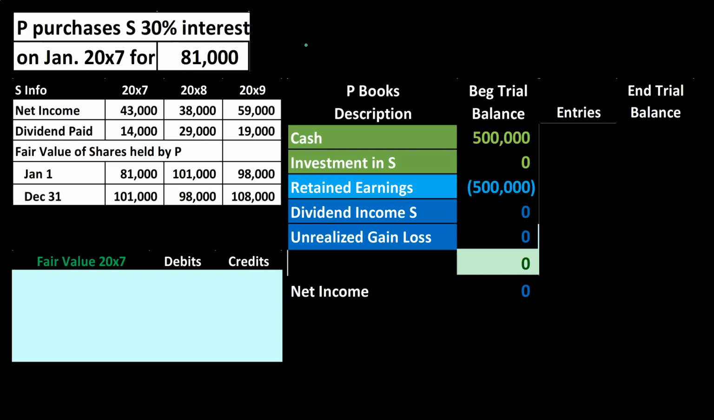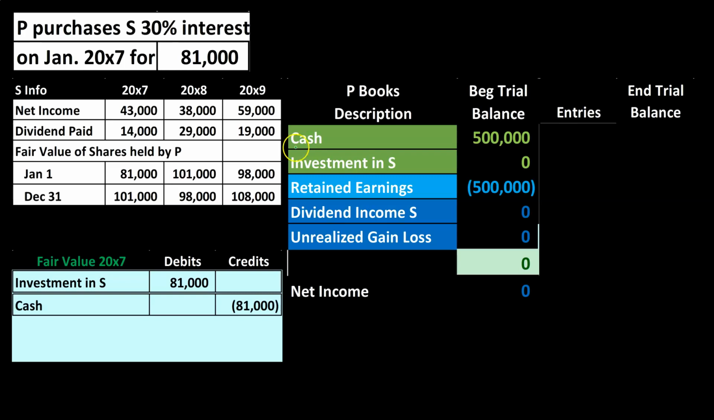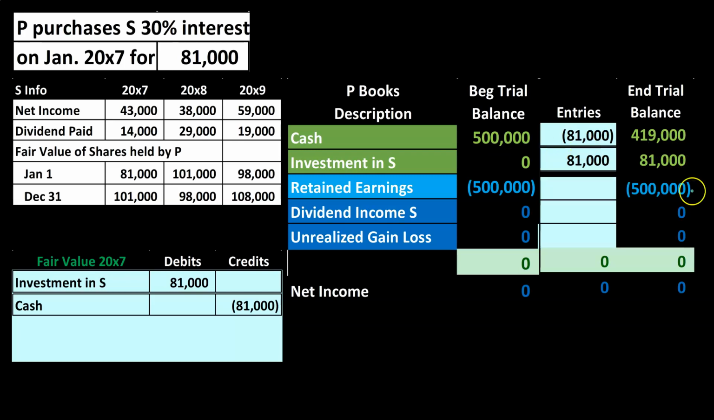Now, the first journal entry, straightforward. Investment in S is going to go up. Cash is going to go down. So we're paying cash. Cash is going to decrease. We're going to put the investment in S as an asset account. So we would say cash is going down over here. If we post this out, we're just posting this journal entry. So cash is going to go down, and then we now have the investment on the books. Everything else pulls forward. So we're just concentrating on these items over here.